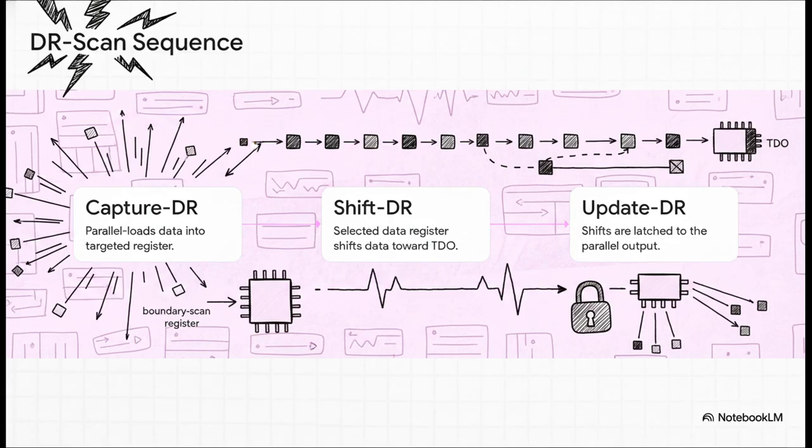For example, if we previously loaded the sample command during the IR scan, then right now during capture DR, the current digital states of all the physical chip pins are instantly snapshotted into the boundary scan register. Then in shift DR, we run the TCK engine to pump all that captured data out through the TDO pin so our test equipment can read it.